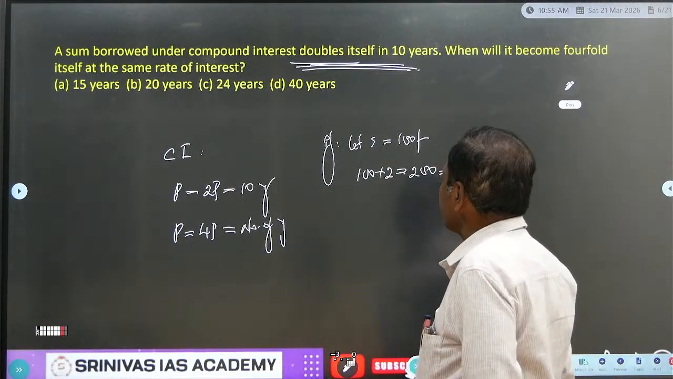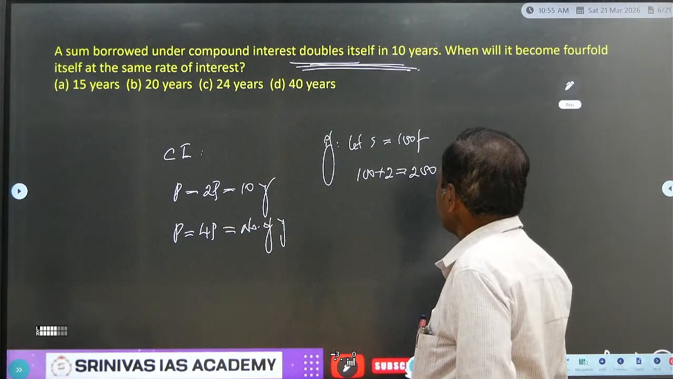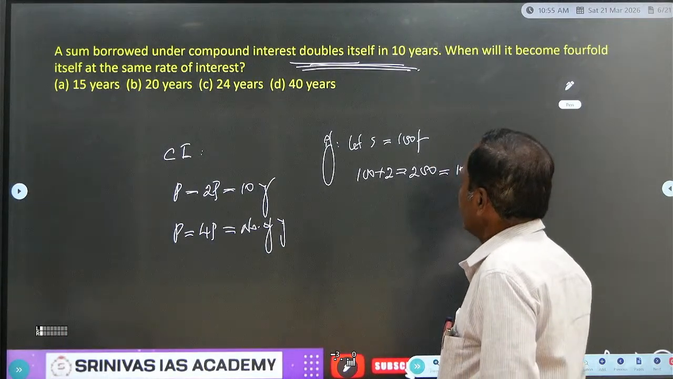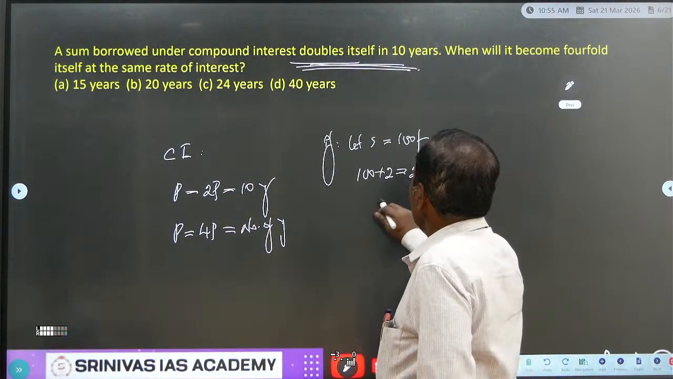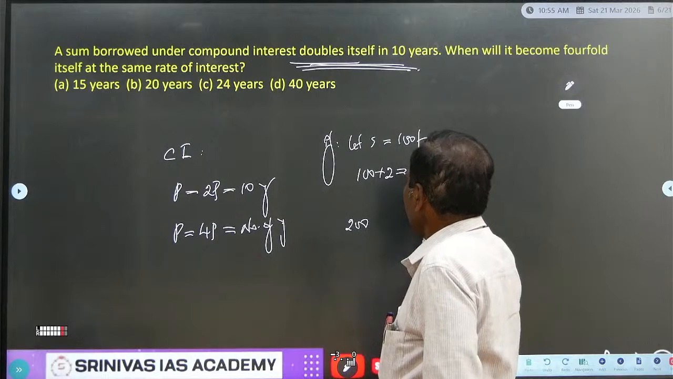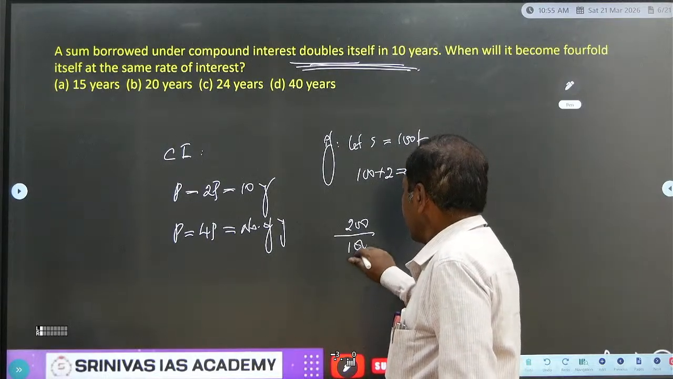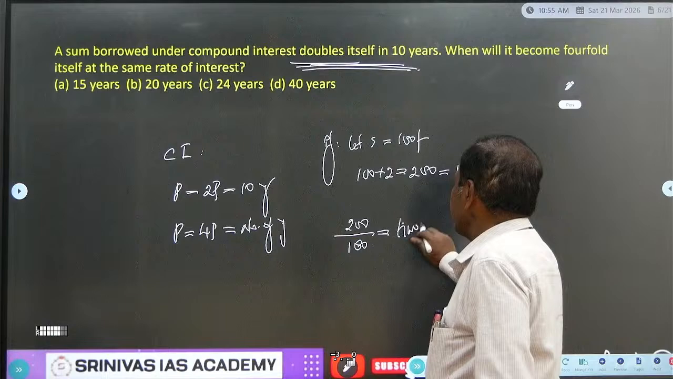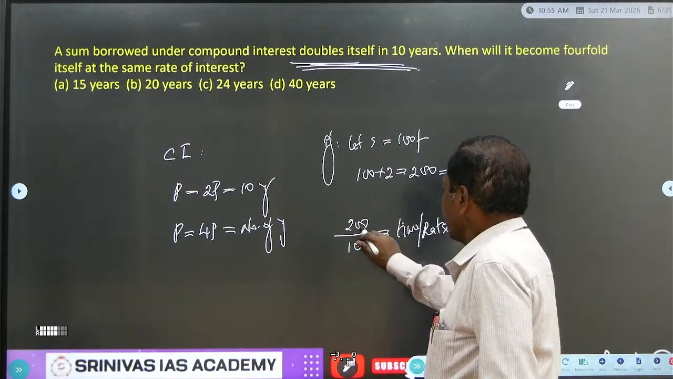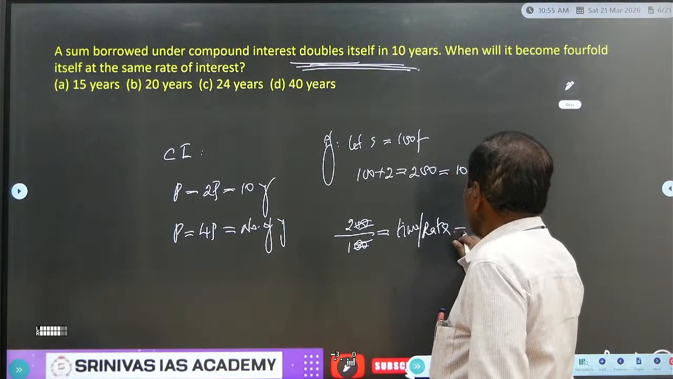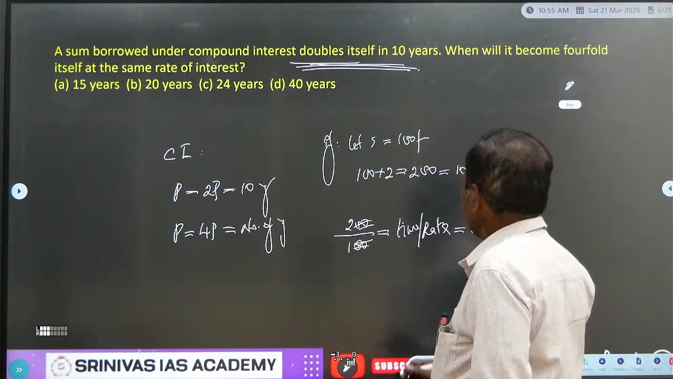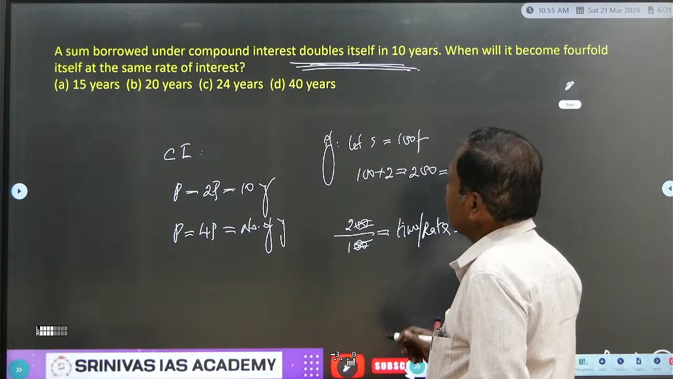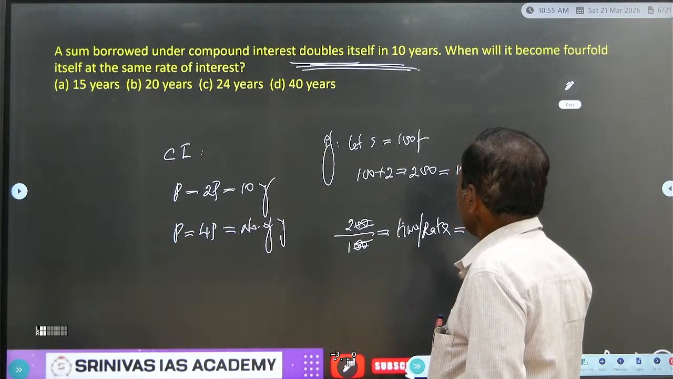What is the rate of interest? To know the rate of interest, you can even calculate for simple interest also. Amount, what is the amount? 100, 200. Amount 200 by 100 equals what? Time. Now you will get the time and the rate of interest. We have taken 100 as 200, twice in 10 years.